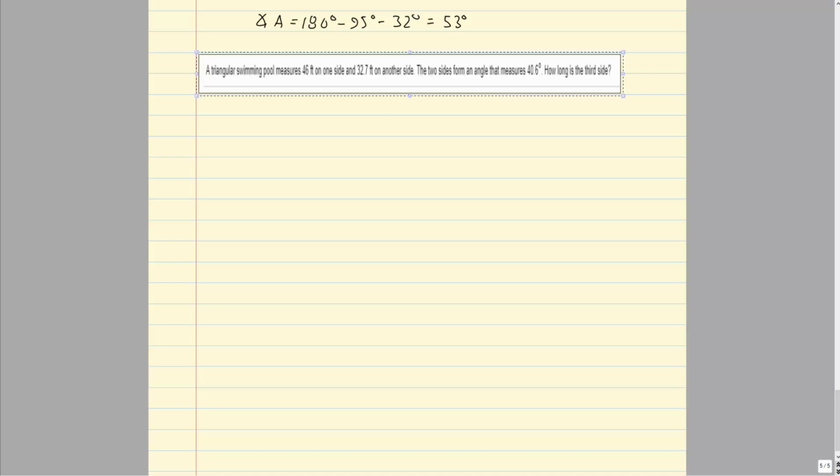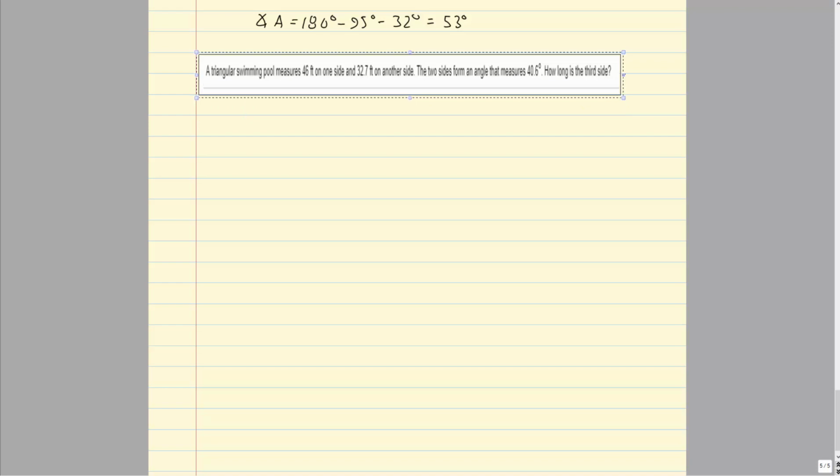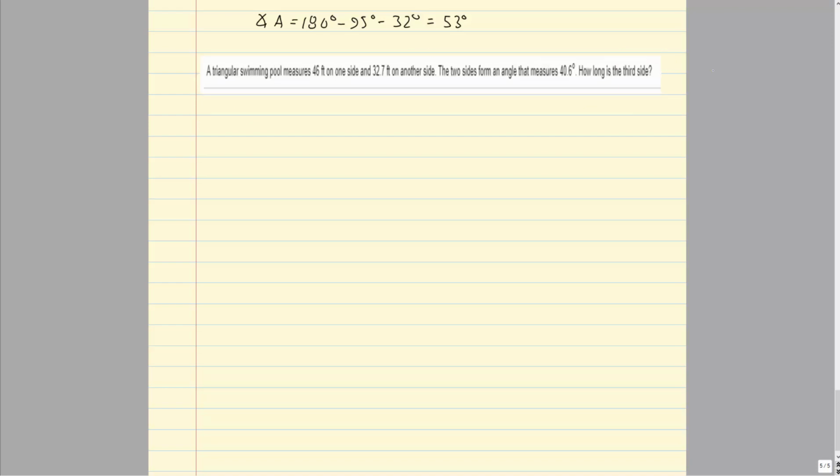So for this example, it says we have a triangle-shaped swimming pool. It's a little distorted there. So the best bet would probably be to draw a triangle. Now when you sketch these, we don't always know before we get started which is going to be the largest angle, which is going to be the longest side. So don't worry about that. Let's just make sure we get it filled in correctly.